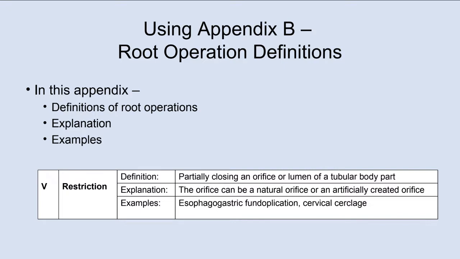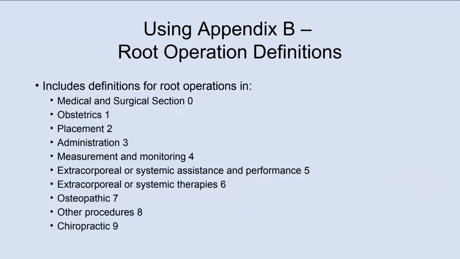Explanation: the orifice can be a natural orifice or an artificially created orifice, meaning down the throat, it's a natural opening, or an artificially created orifice like a tracheostomy, okay? And it gives examples: esophagogastric fundoplication and cervical cerclage. So it gives a lot of good examples to really help clarify this. So this is a very helpful index.